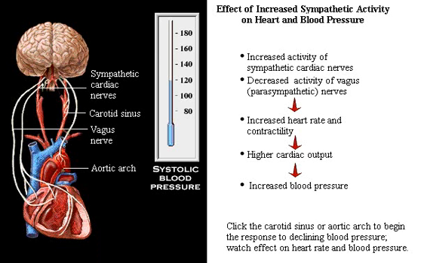First, let's look at the effect of increased sympathetic activity on the heart and blood pressure. Increased sympathetic impulses to the heart and decreased vagus nerve activity lead to increased heart rate and enhanced contractility, increasing stroke volume. These changes result in higher cardiac output, which increases blood pressure. Click on the carotid sinus or aortic arch to begin the response to declining blood pressure. Watch the effect on heart rate and blood pressure.